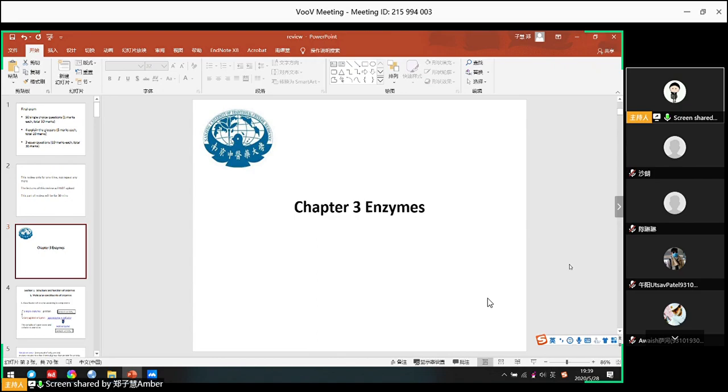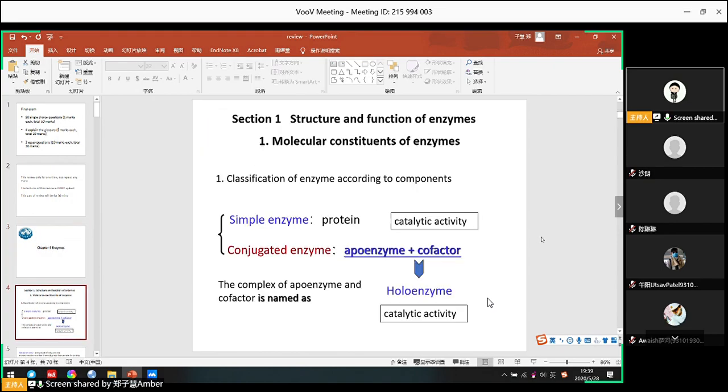All of the examination questions will be from your PPT lectures, so you can review your PPT lectures. For the enzyme chapter, what's the important part? Firstly, you have to know some of the glossary. What is a simple enzyme? It's just the protein part. What is a conjugated enzyme? It includes the apoenzyme and the cofactor, and the whole enzyme is called the holoenzyme.